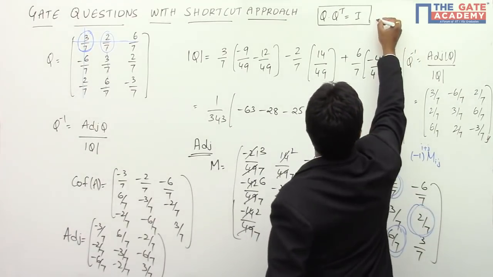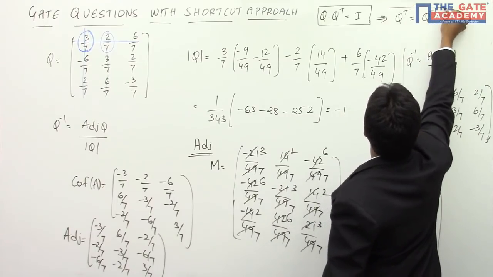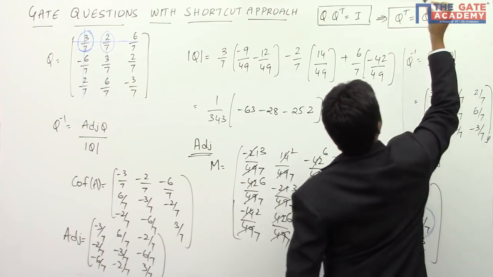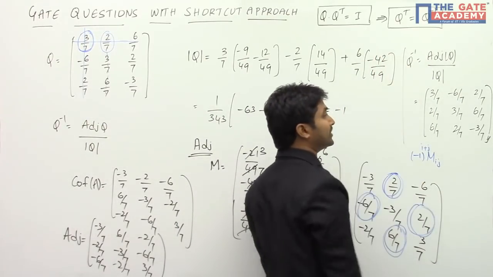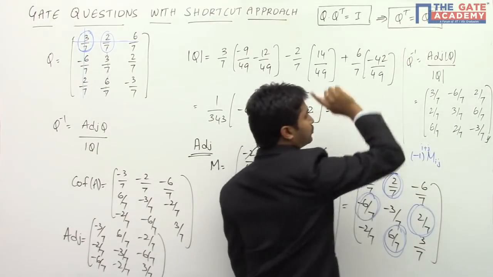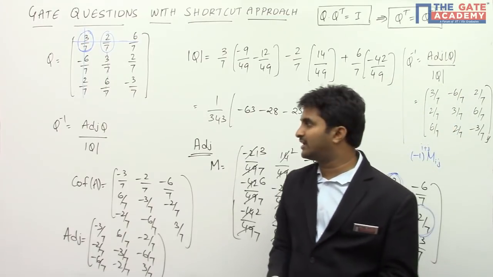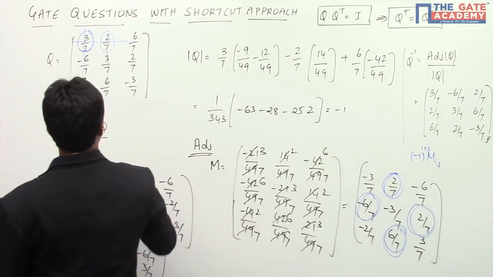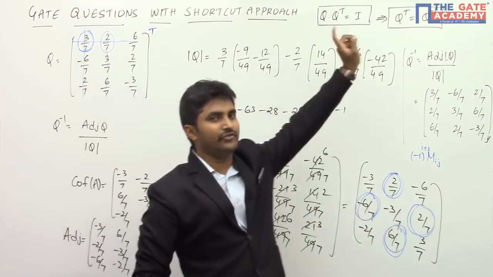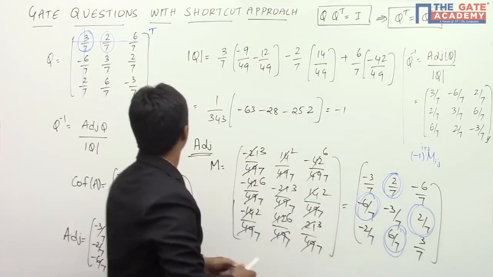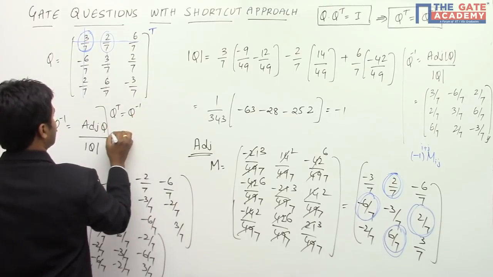Which implies that Q transpose will be equal to Q inverse, once the matrix is invertible in nature. So Q transpose has to be equal to Q inverse. It means that Q inverse is equal to Q transpose. It is very simple to find the transpose of a matrix. Once you have the matrix Q, you can find its transpose, and in the case of an orthogonal matrix, the transpose is equal to the inverse.